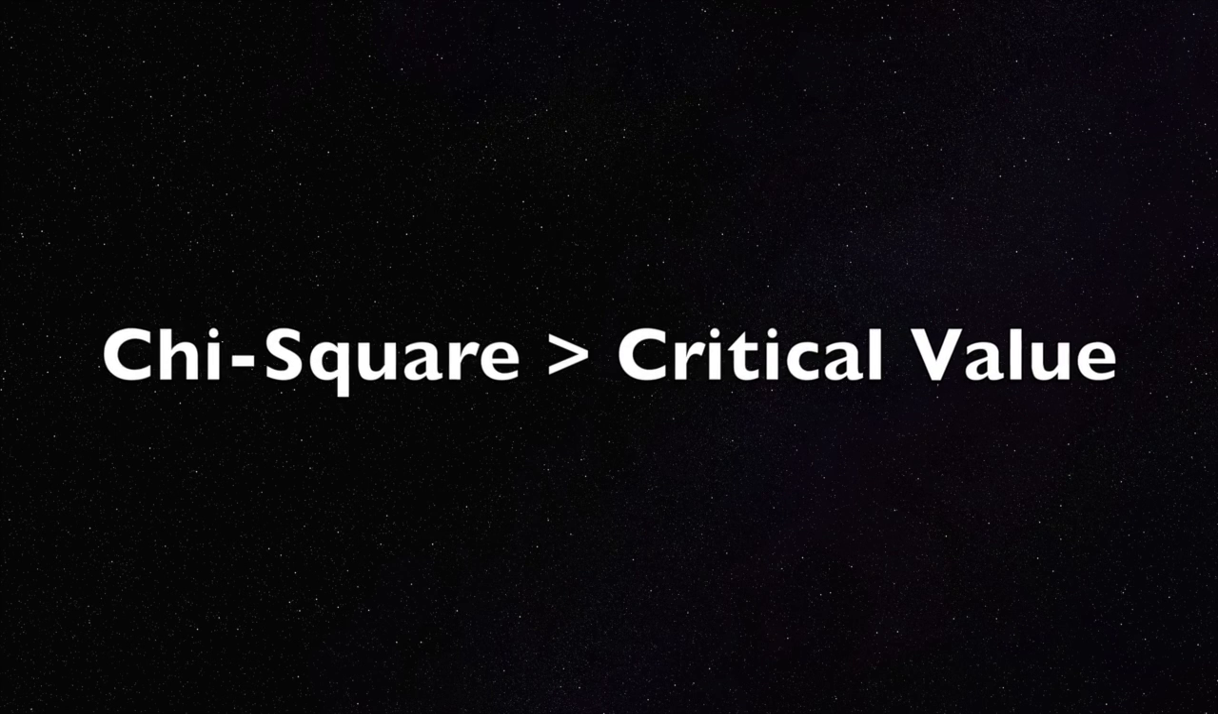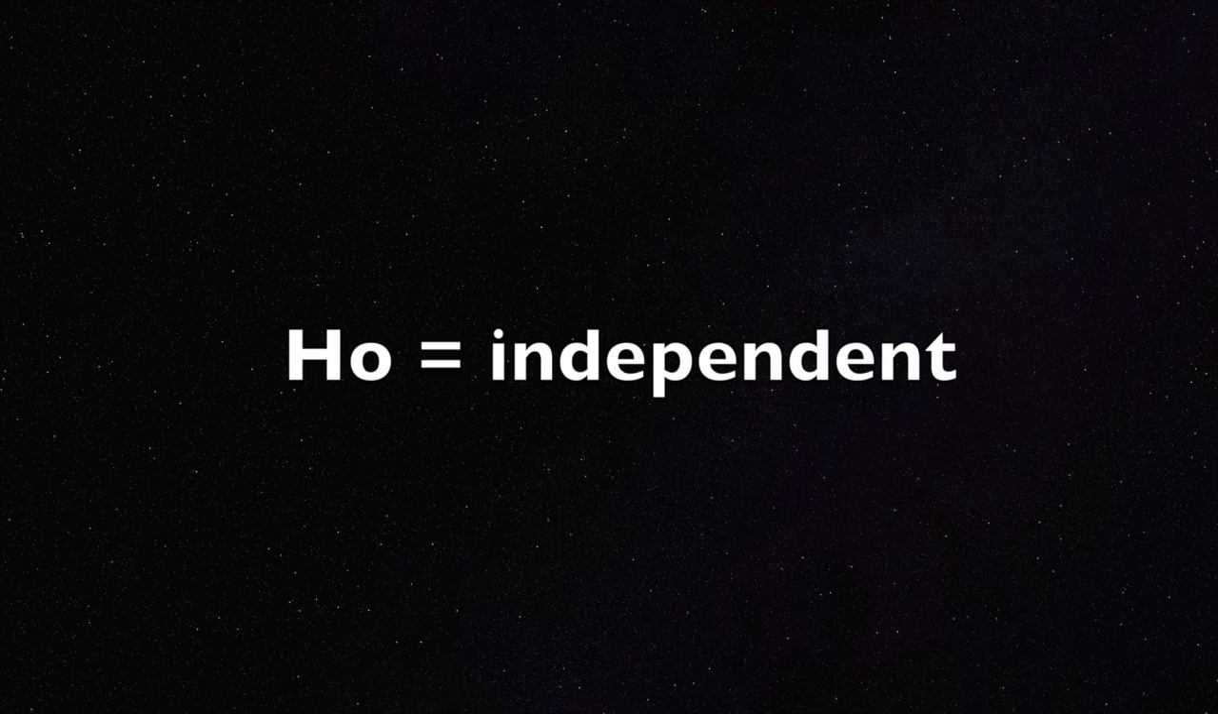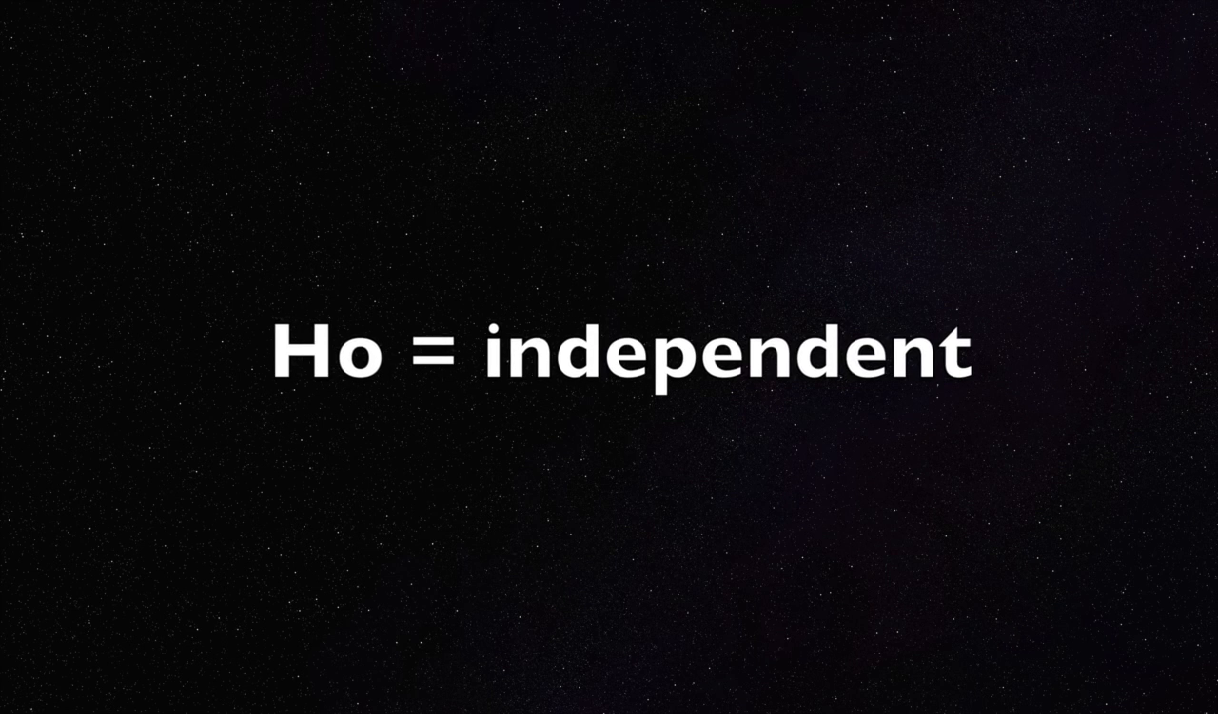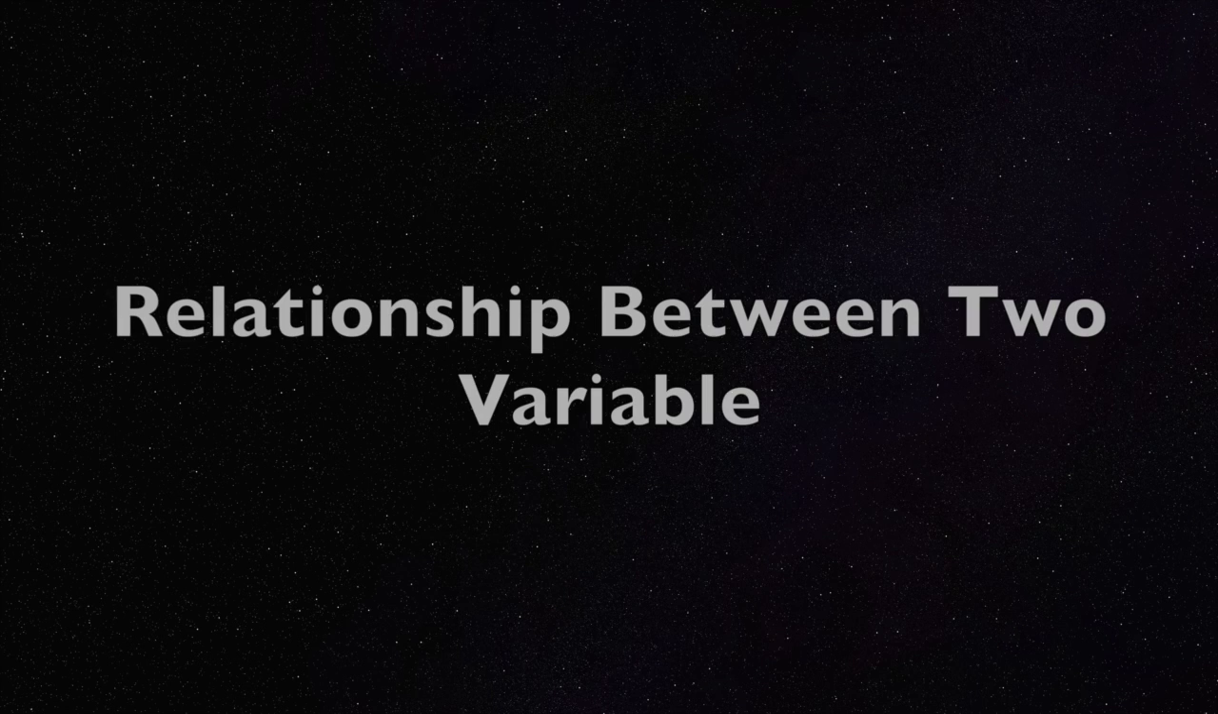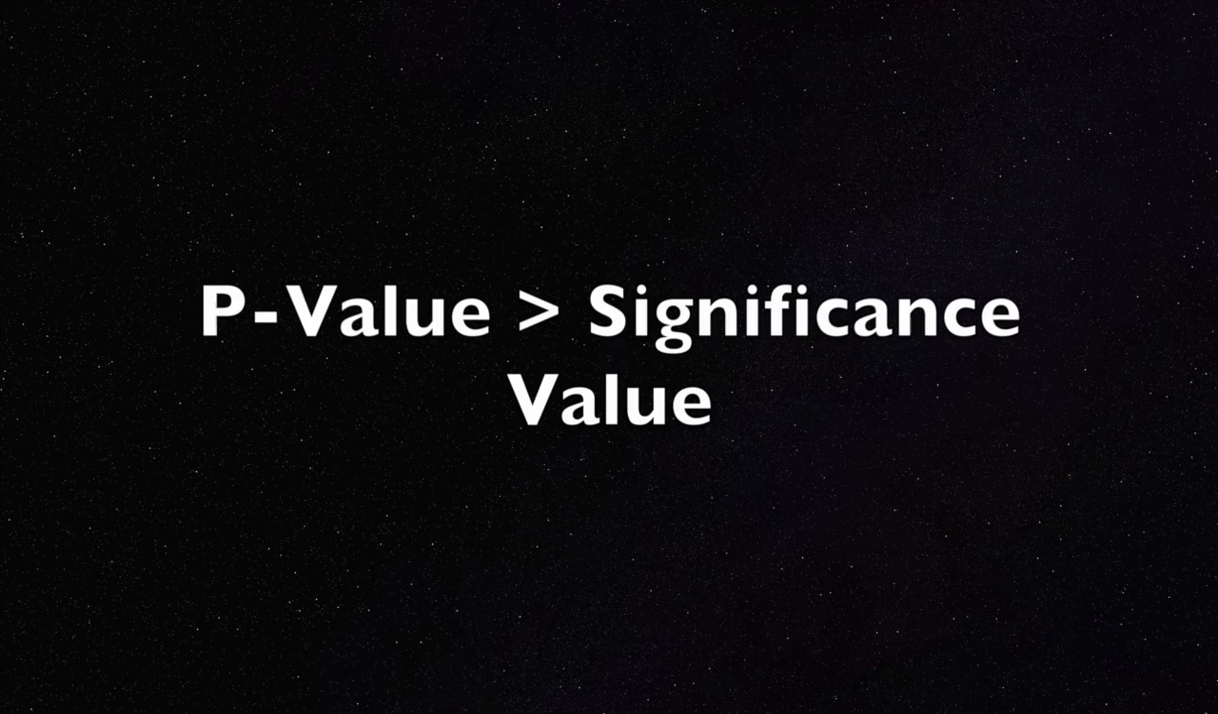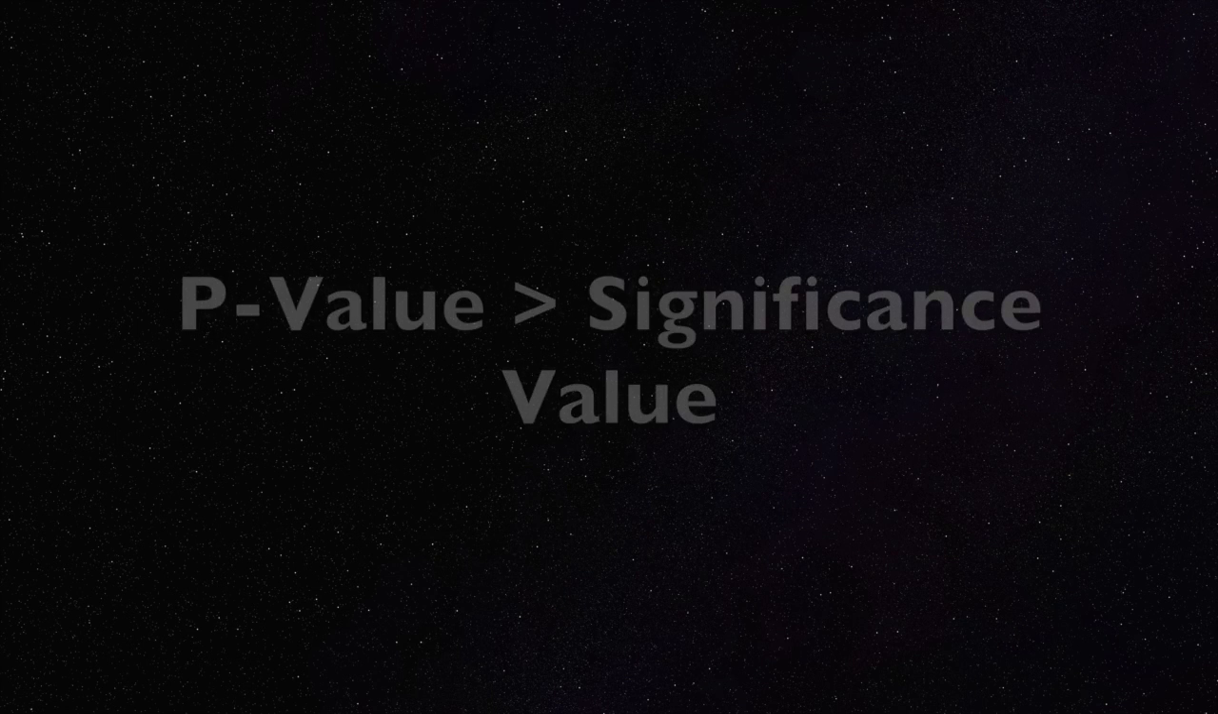So if the chi-squared value is larger than the critical value, the null hypothesis, meaning that the two variables are not related, is void, meaning that the variables are not independent and are in fact dependent, or there's some sort of relationship between the two variables. The null hypothesis is also void if the p-value is larger than the significance value.